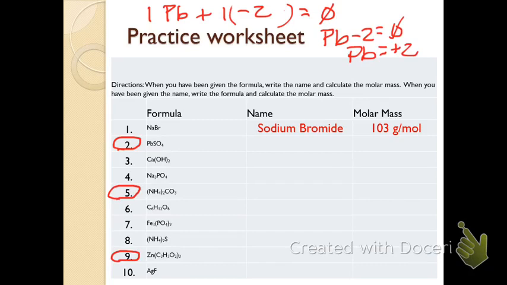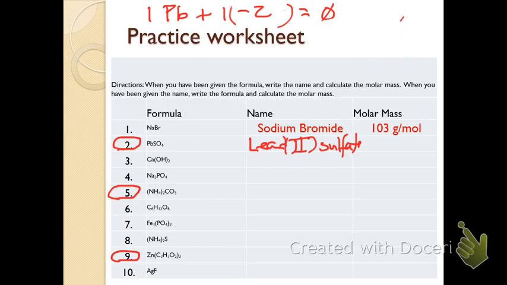We leave that. And if Pb is a charge of 2, then now I know that I'm dealing with lead 2, because it has to have a Roman numeral. And this is sulfate. Okay? All right, so what is the molar mass then of lead 2 sulfate? I have 1 lead, I have 1 sulfur, and I have 4 oxygens. So use your periodic table.